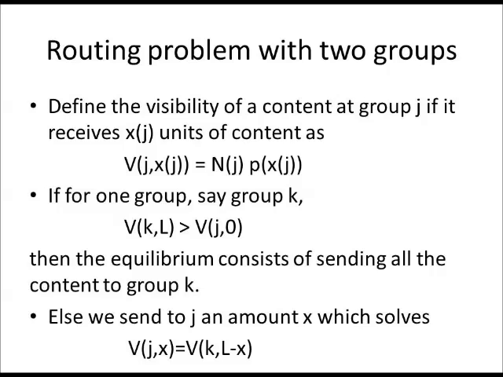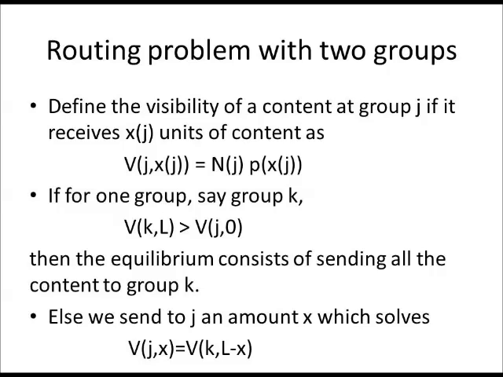So we finally apply this to a routing problem with two groups in a social network. So remember, this is the problem we started with. We have to decide how much we send to each one of two groups. The sizes of the groups, or the number of members in the group, can vary from one to the other. So we define the visibility of a content at a group j, if it receives xj units of content, as the product between its size and the spamming probability p(xj), which, if you remember, decreases as x increases.